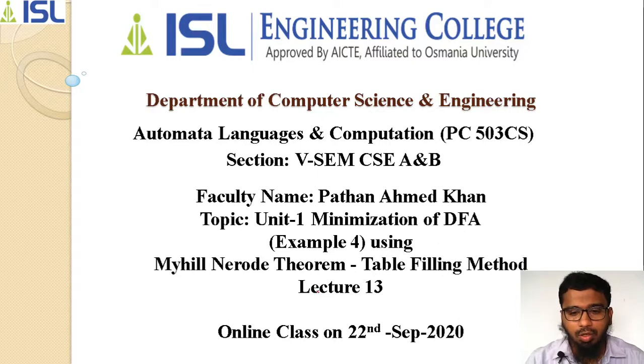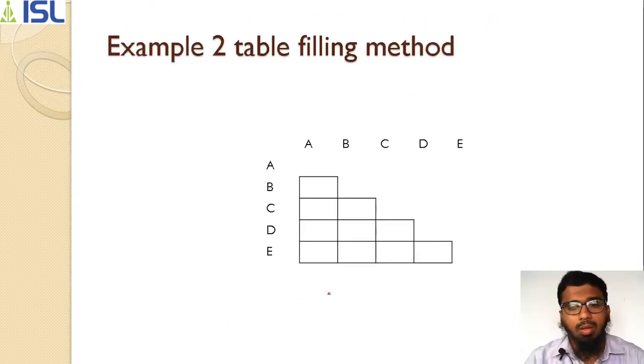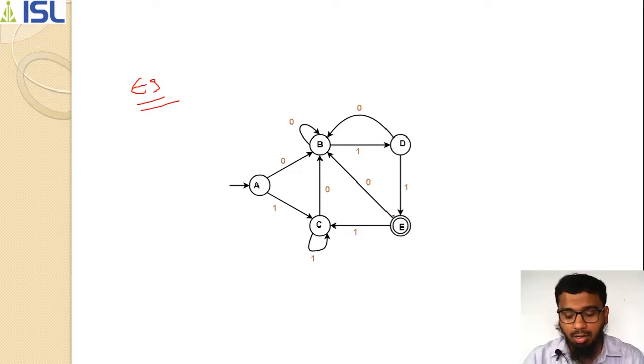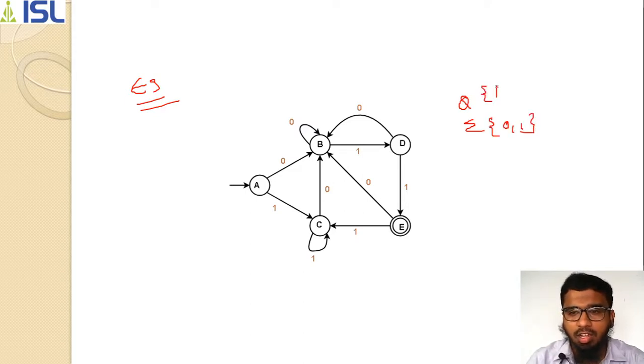Okay, so here is the example I am taking. The states are A, B, C, D, and E, with only one final state, E. Here sigma is 0 comma 1. This is the initial state and this is the final state, and all are there in this graph.